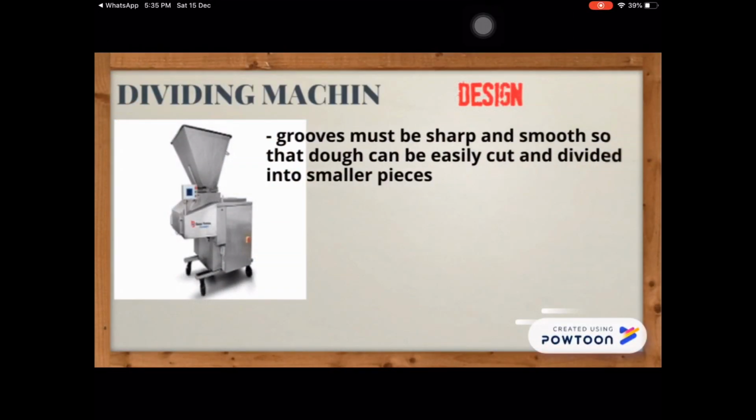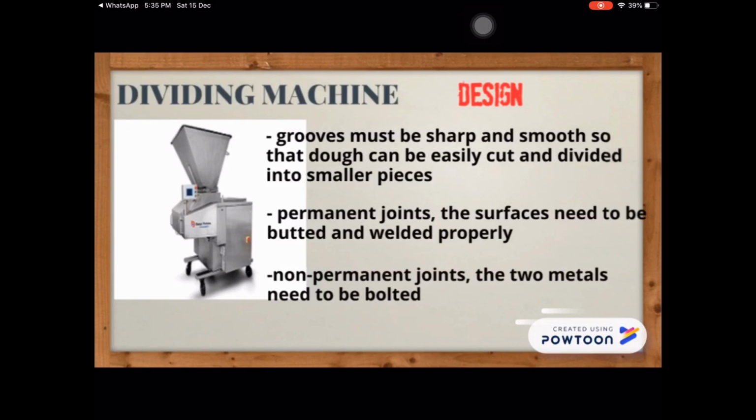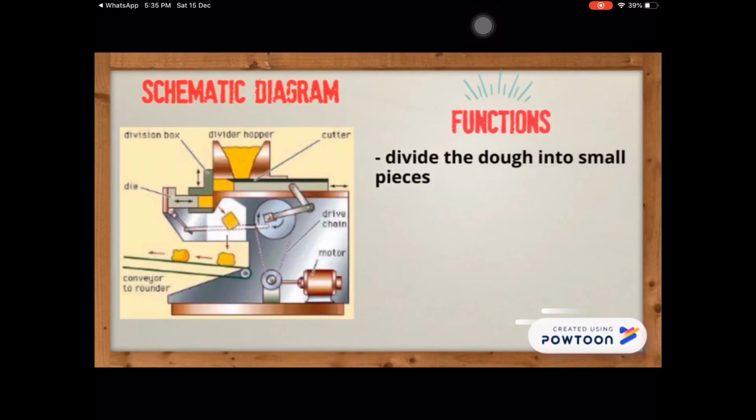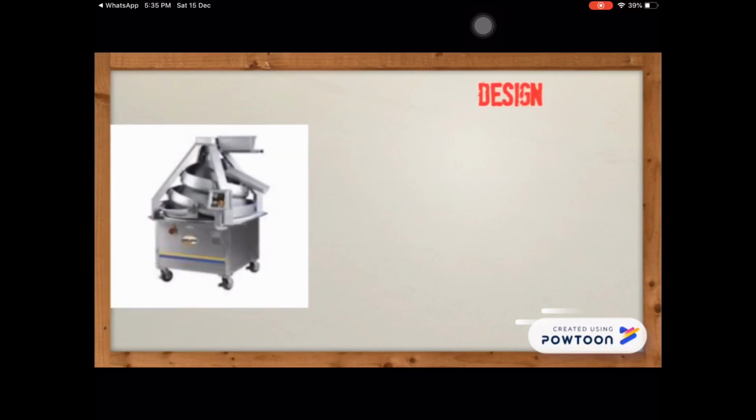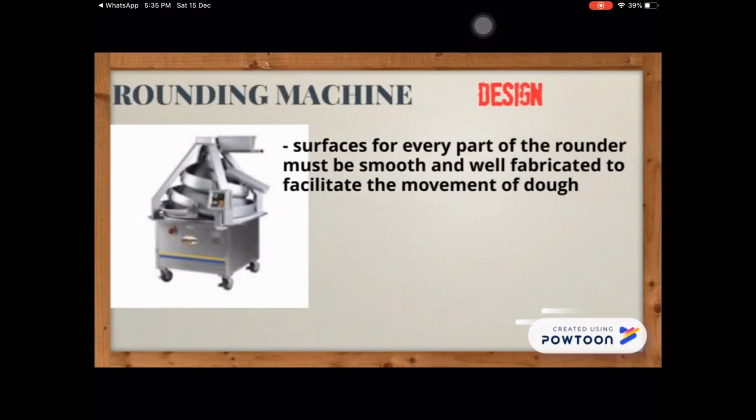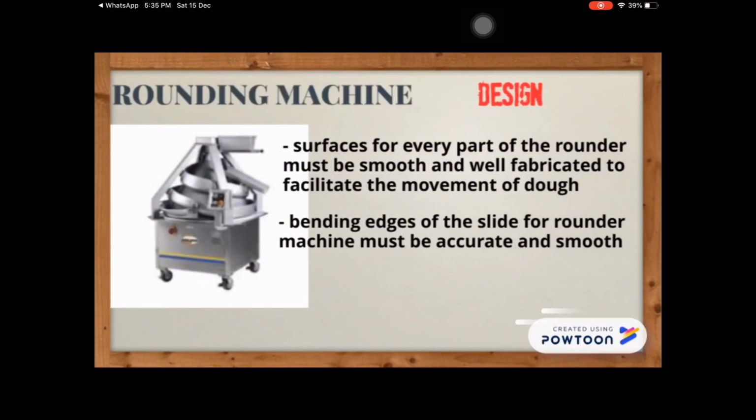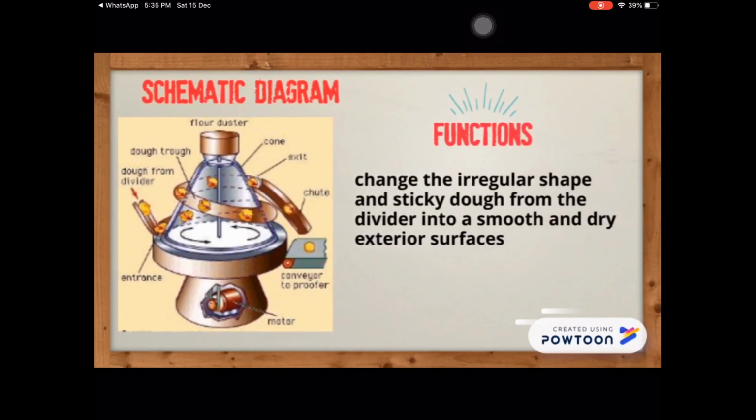Dividing machine is the machine that is used during the dividing process. Dough is divided into small pieces. Rounding machine is used during the rounding process. Outer surfaces of dough become smooth.